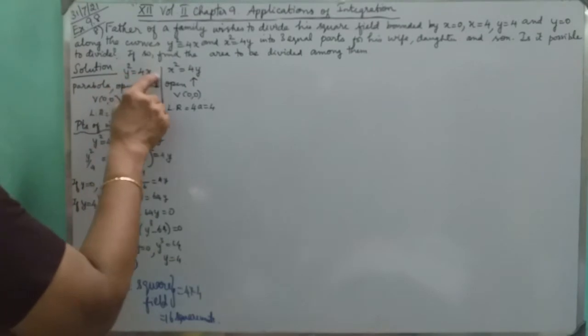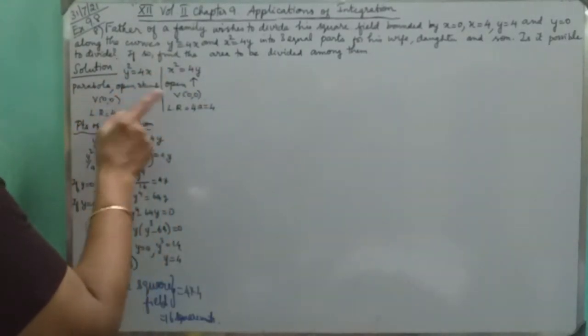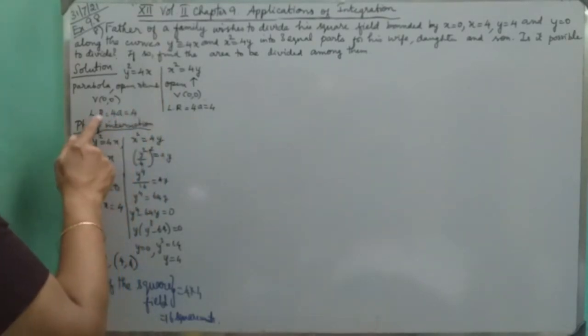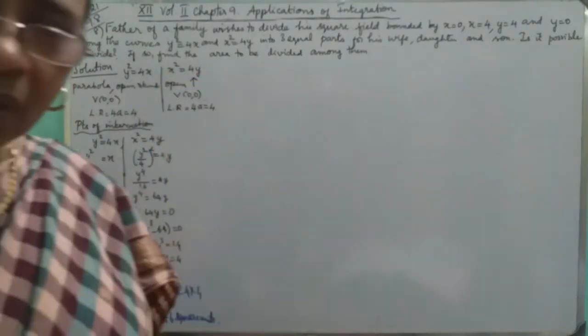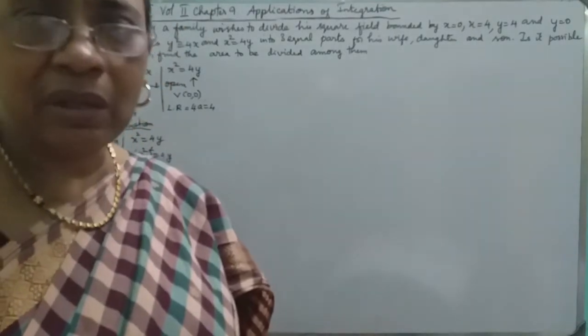See, y square equal to 4x is a parabola, open rightwards and having the vertex at 0, 0. The length of the latus rectum is 4. And what about x square equal to 4y? That is also a parabola, but it is open upwards. There also the vertex is 0, 0.